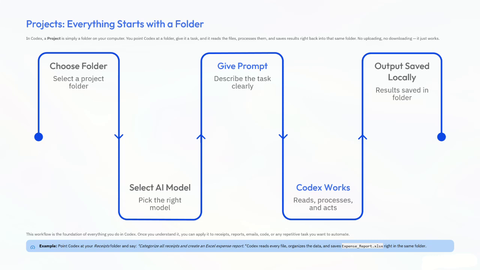Okay, you simply tell Codex just like this: categorize these receipts and create an expense report. Codex literally reads every receipt, extracts the information, organizes everything, and generates an Excel expense report automatically. So this folder-based workflow is the foundation of everything you need to do in Codex.